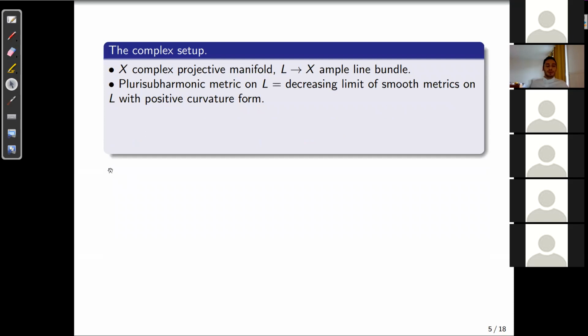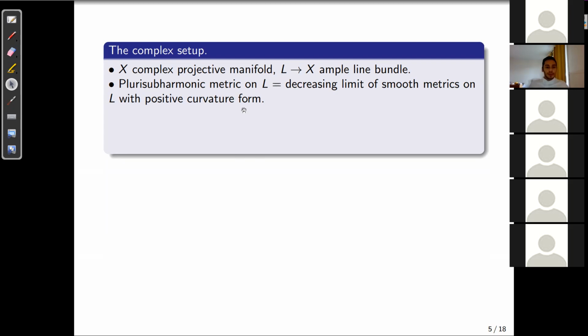Now we're going to turn to pluripotential theory. So the usual setup is that we're going to take X to be a complex projective manifold and L to be an ample line bundle on X. And the main object of pluripotential theory is the space of plurisubharmonic metrics on L. And these objects we're going to define as a decreasing limit of some smooth metrics that have positive curvature form.